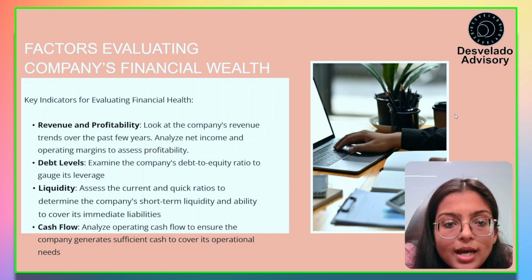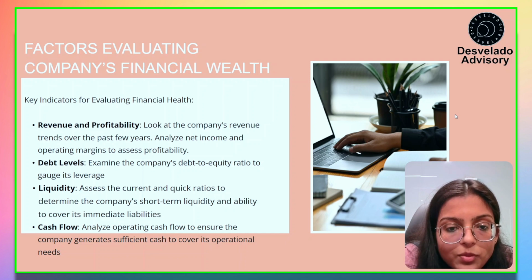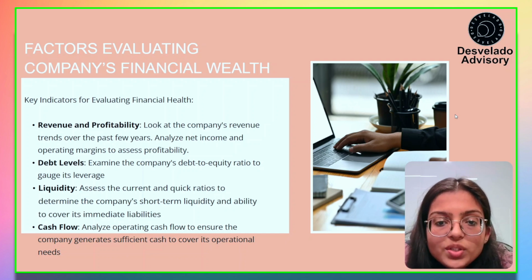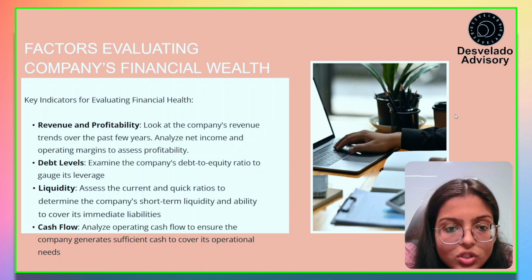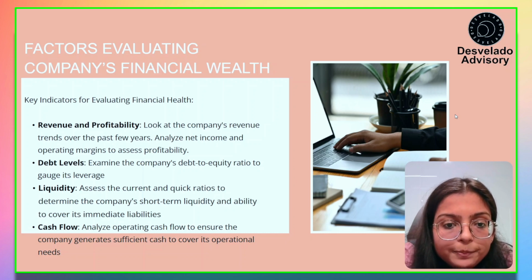Then ROIC, which is return on invested capital. It means net operating profit after taxes divided by invested capital. It measures the efficiency of capital utilization. Then earnings growth, which means the year over year or period over period percentage change in earnings.